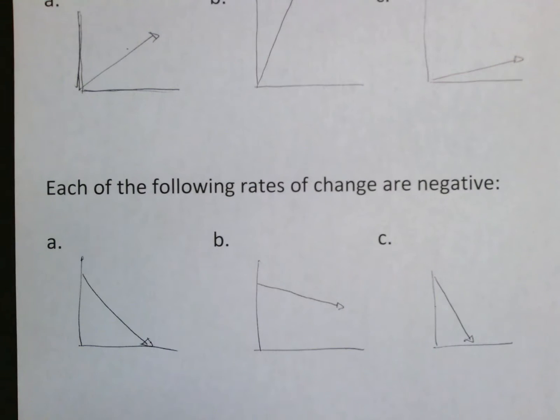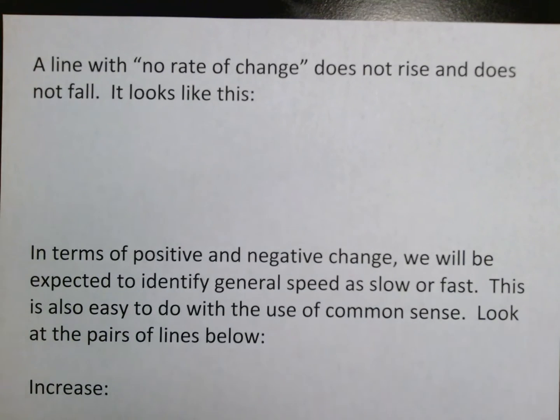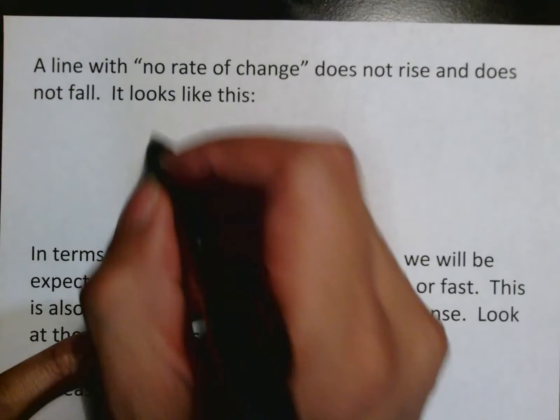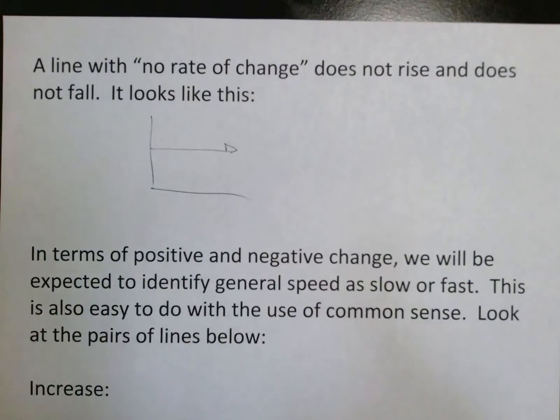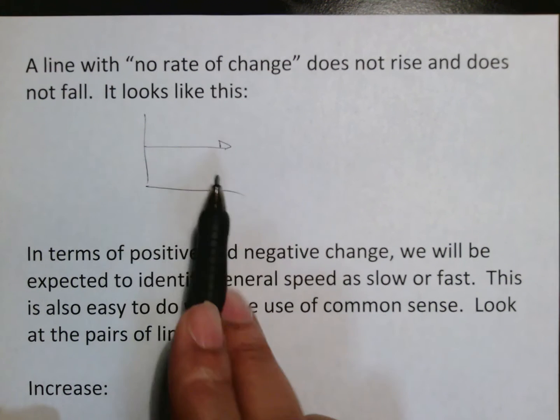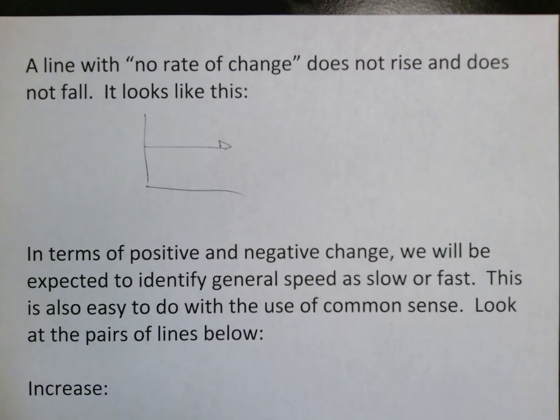A line with no rate of change, which I'll slide over here, does not rise and does not fall. It looks like the following picture I'm about to draw. Again, if this is your grid, your line simply goes that way. Now, I know that I'm a human being, which means I can't draw it perfectly flat, but I need you to imagine that this line is going straight across, because it is not going up, it is not going down, it just pretty much stays right where it is.